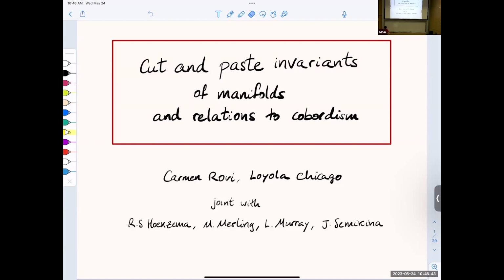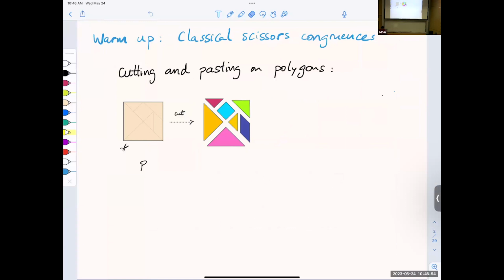Okay, so before I actually start with the actual manifolds and cut and paste invariants of manifolds, let me give a little bit of motivation of what we mean by cutting and pasting. So the most classical version of the problem in cutting and pasting is you could think about polygons. So it would be like cutting and pasting of polygons. So what do we mean by cutting and pasting polygons? You start with a polygon. So we already have here a polygon. And the first thing you do is you cut it. So you can cut into different pieces. You can cut into all these sub-polygons.